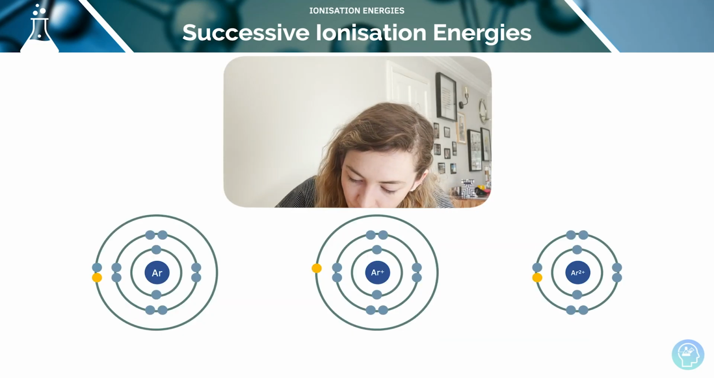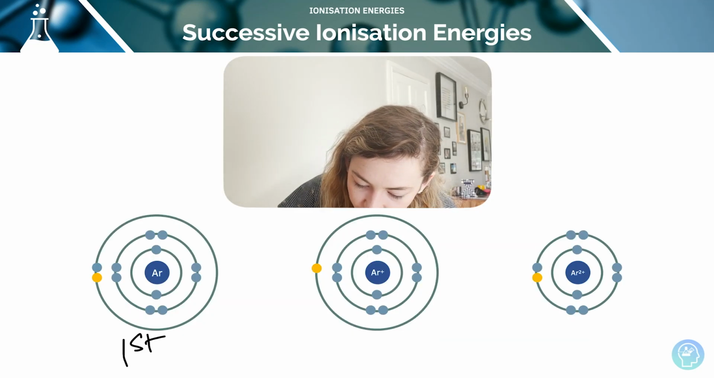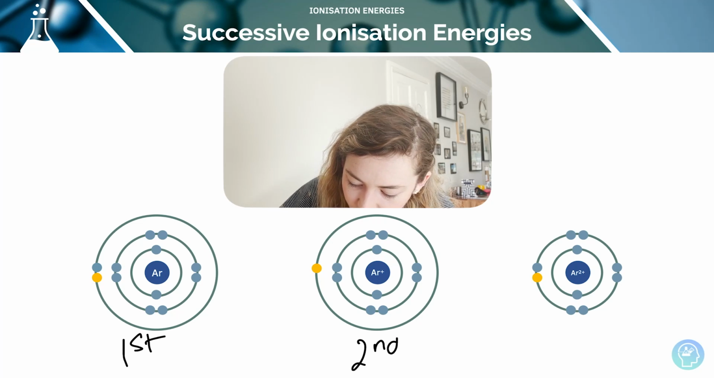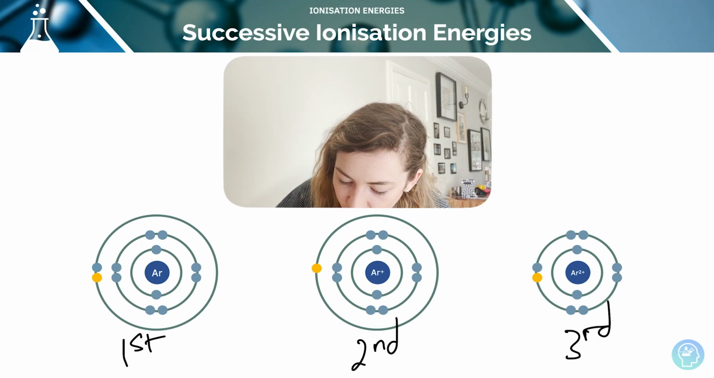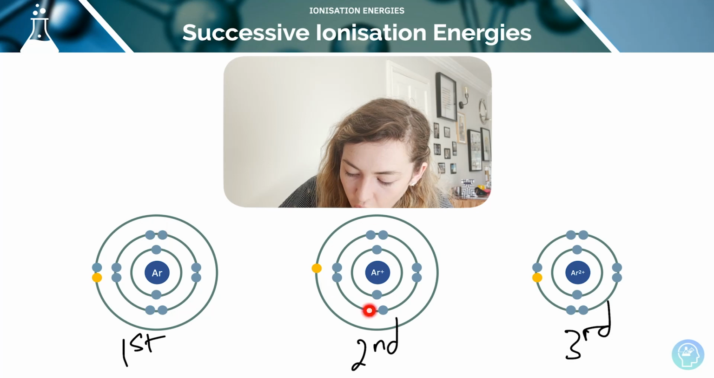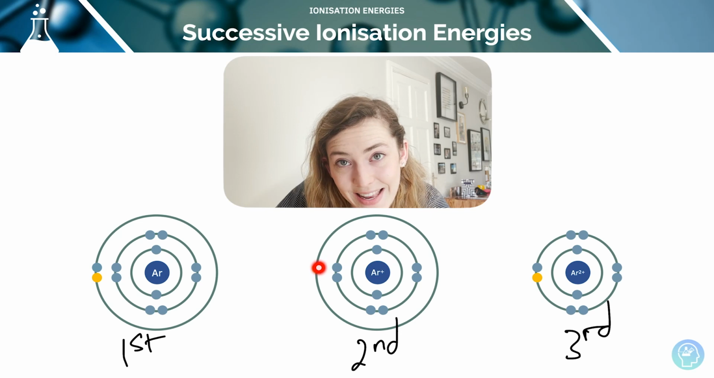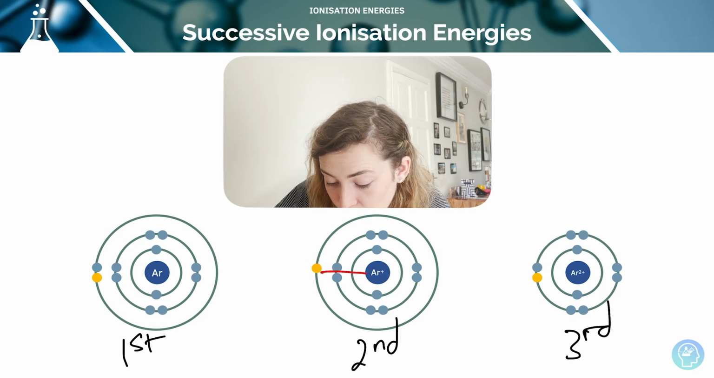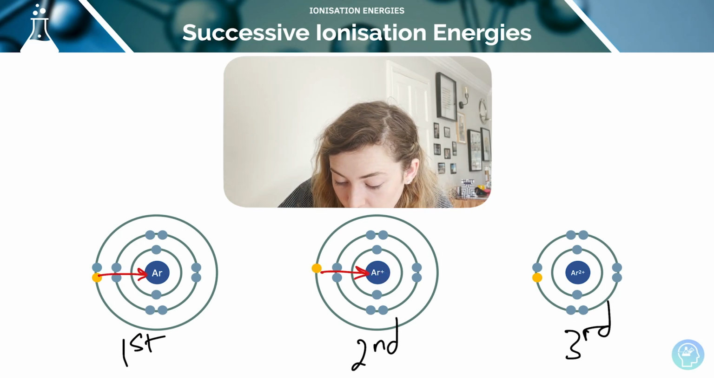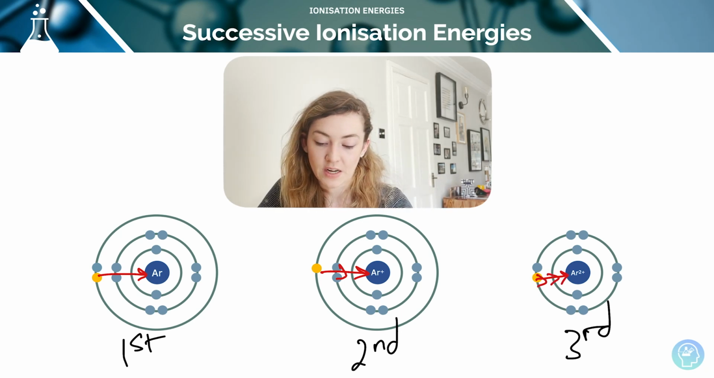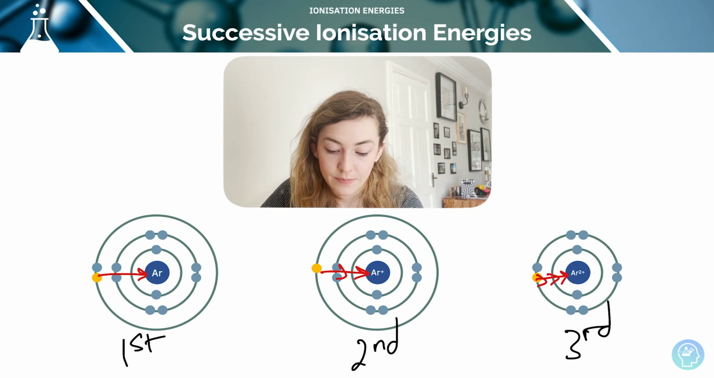So here, we're looking at the first ionization energy, and then the second ionization energy, and then the third. So we're looking at the successive ionization energies of argon. Okay, and as we move along, it's going to get harder and harder to remove each electron because the positive charge of the center is increased, so it's exerting that force over less electrons. So that force is going to be stronger, and by the time we get to here, it's going to be really strong. It's going to become harder and harder to remove it.